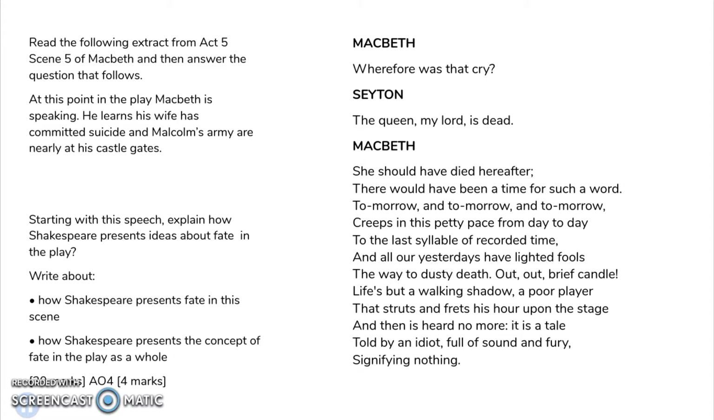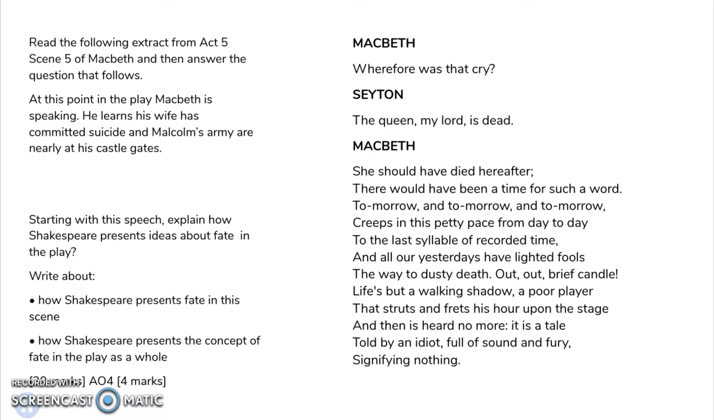This one is, starting with this speech, explain how Shakespeare presents ideas about fate in the play. Write about how Shakespeare presents fate in this scene, and how Shakespeare presents the concept of fate in the play as a whole. That is obviously 30 marks usually, and then the 4 marks for spelling, punctuation and grammar. Those 4 marks are pretty easy to get. You should all be aiming to get 4 out of 4 for that. It really isn't that difficult, okay?